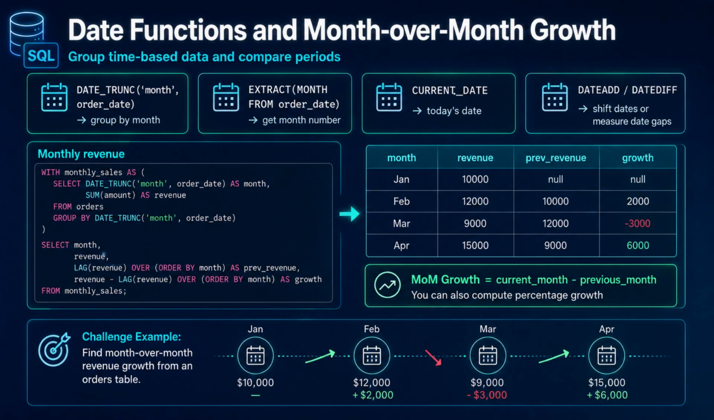Step 1 involves aggregating revenue by month. We create a CTE called monthly sales where we select the month and sum the order amounts as revenue. This step allows us to see how much money was made each month.